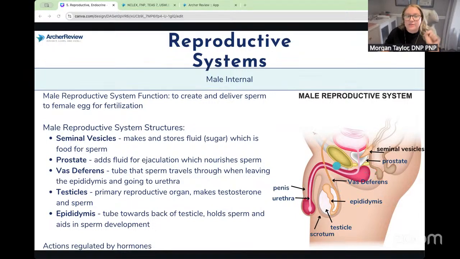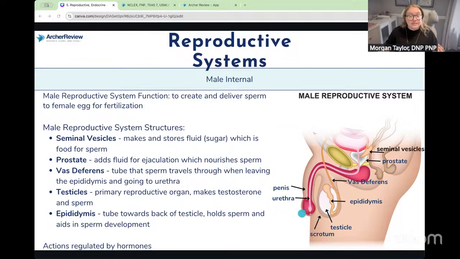Remember, in males, that urethra delivers both urine and sperm. Now coming down to the testicles, we know external, we have the scrotum, internal, we have the testicles. This is the primary reproductive organ. It's what actually makes the sperm.